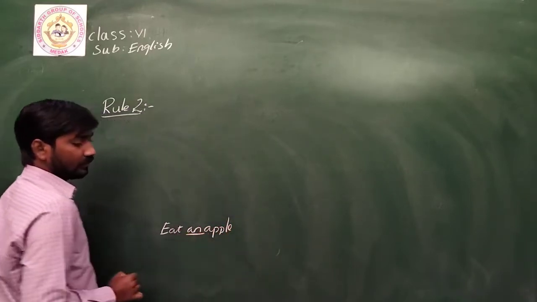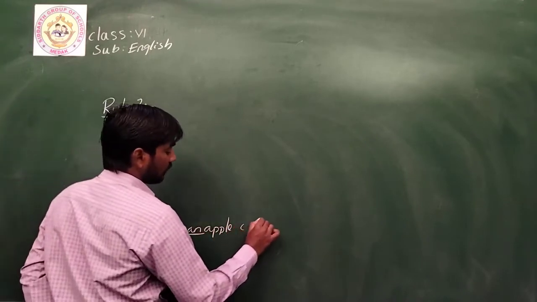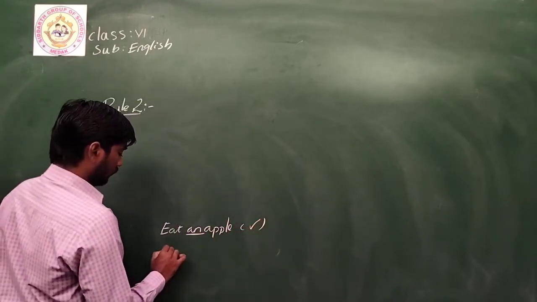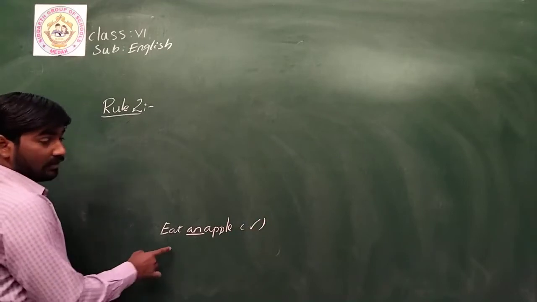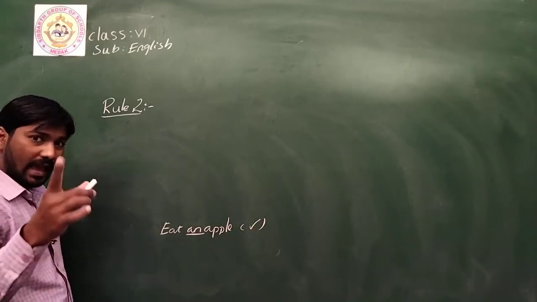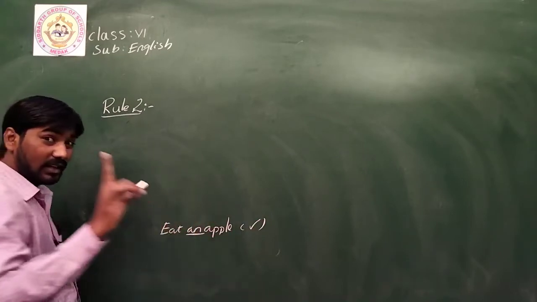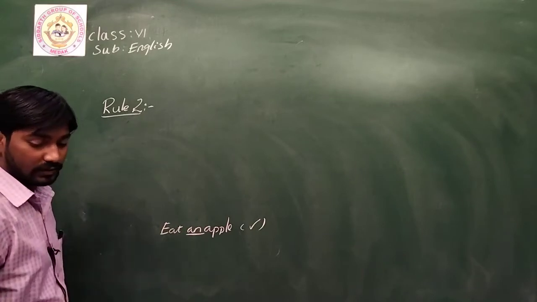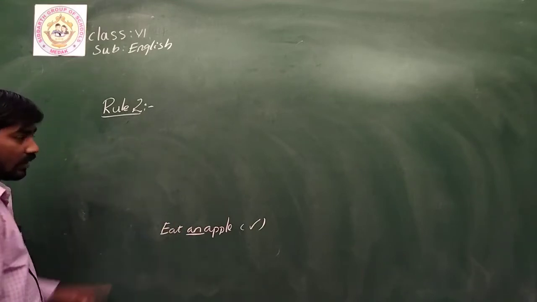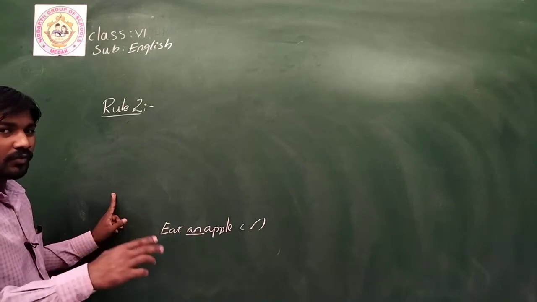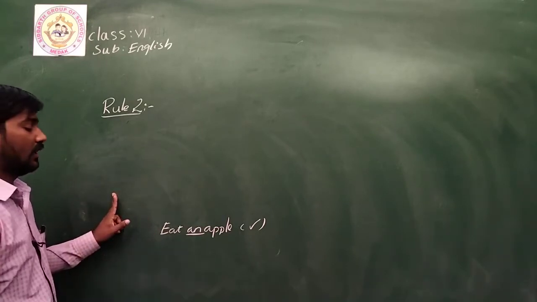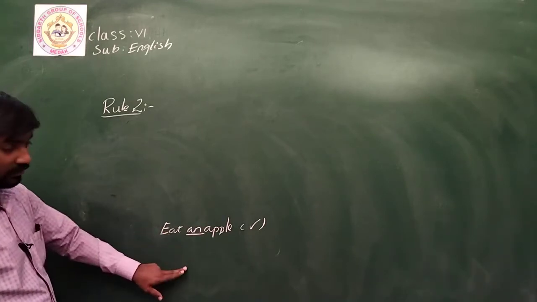Eat an apple. Eat an apple. Example: an. So a or an will be used before single countable nouns. Single countable nouns, that will be the example. Now rule 2, where we want to use a or an, that we will get in rule 2. Okay, this is also an example for the first one.